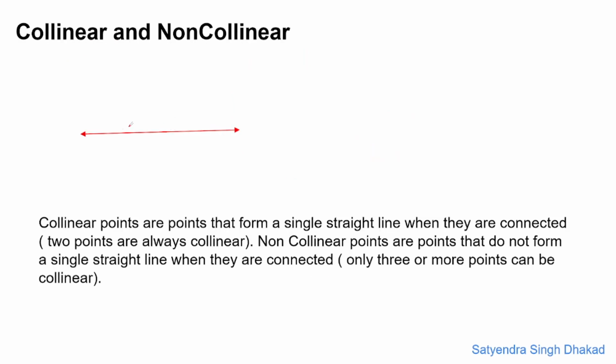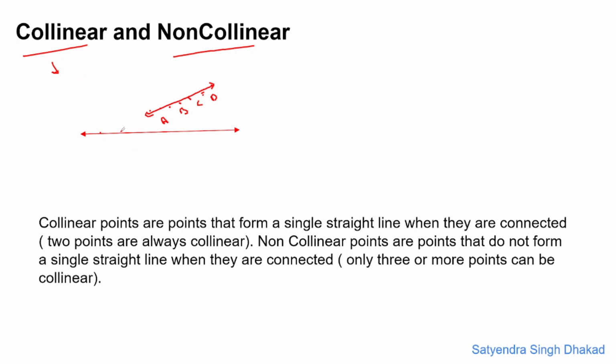Next are collinear and non-collinear points. Let's see what are collinear points. Those points which, when connected, form a straight line are known as collinear points. These points are on the line. A, B, C, D. All these 4 points are in a straight line when they are connected. So these 4 points are collinear.